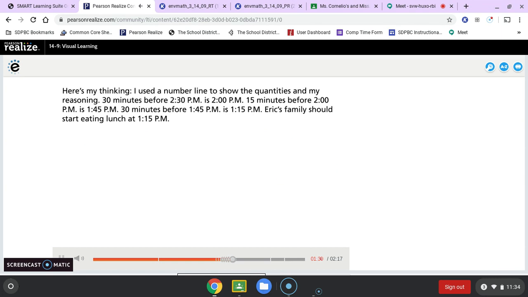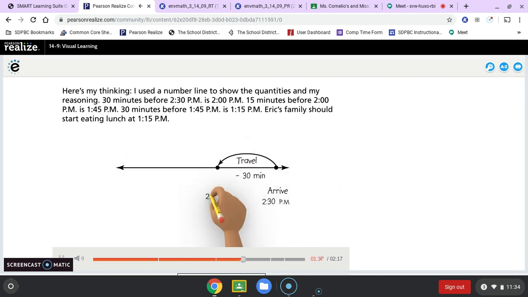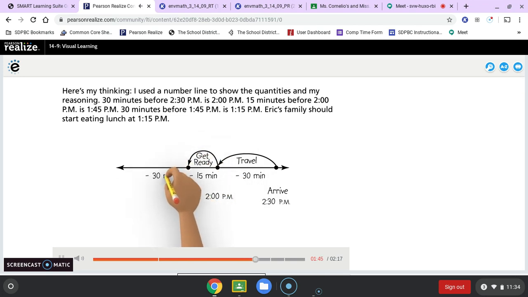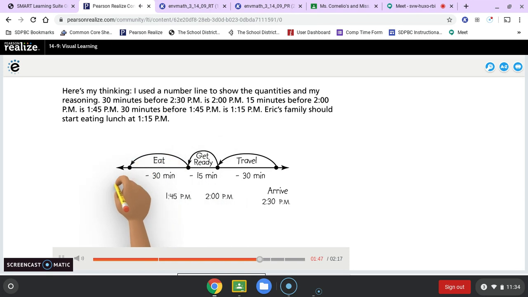Here's my thinking. I used a number line to show the quantities and my reasoning. 30 minutes before 2:30 p.m. is 2 o'clock p.m. 15 minutes before 2 o'clock p.m. is 1:45 p.m. 30 minutes before 1:45 p.m. is 1:15 p.m. Eric's family should start eating lunch at 1:15 p.m.